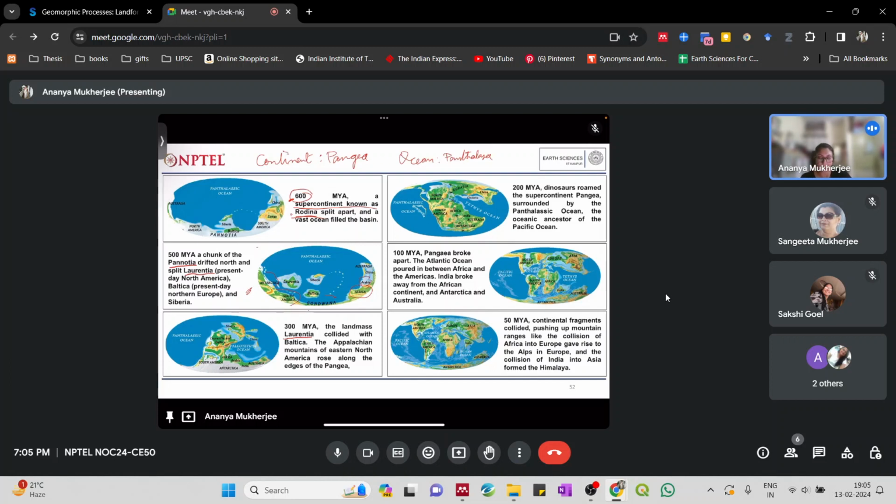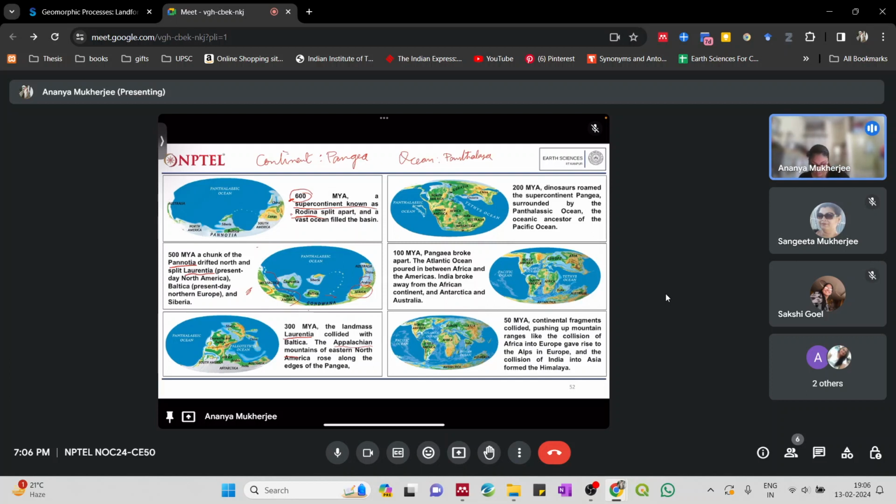Laurentia collided with Baltica, and that is when your Appalachian mountains formed. So Appalachian mountains, we were saying in the continental drift theory that some mountain belts continue from one continent to another continent. Now that actually gave us an idea that these two land masses, or these two plates, were close to each other at a certain point when the mountains had formed.